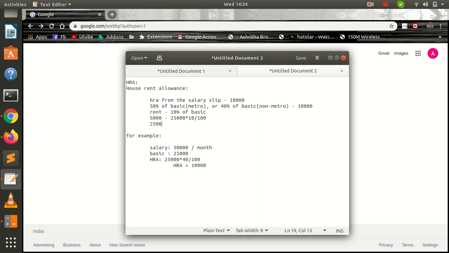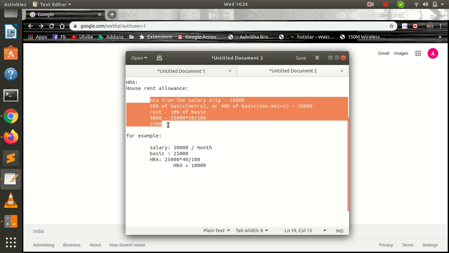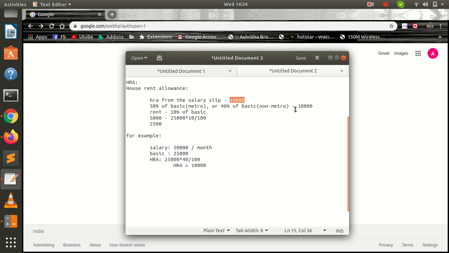2,500 rupees is my HRA exemption exactly. Considering all this, the minimum is considered. So 10,000, 10,000 and 2,500: whichever is minimum is considered here. So 2,500 into 12 equals 30,000. 30,000 is my exemption.